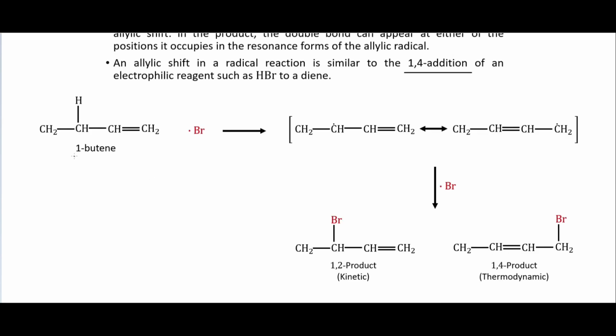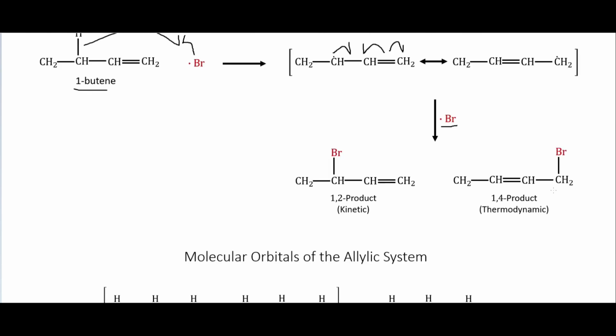We start with 1-butene. We can have this radicalize right there at that allylic hydrogen, and so we end up with this radical here. Now we have this resonance where we can have that go there, and the radical end up on that terminal carbon right there. And so we can get this bromine radical adding onto either one of those radicals. We can get either the 1,2 product, which is the kinetic product, or the 1,4 product, which is the thermodynamic product right there. So we can end up with it at this second carbon right there, or on this terminal carbon right there.